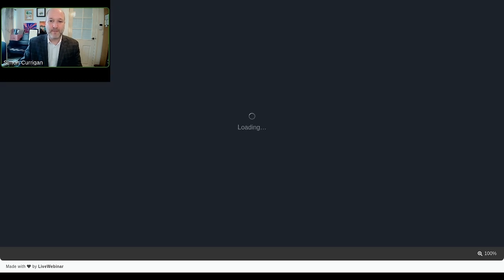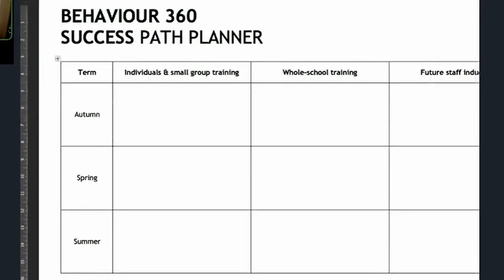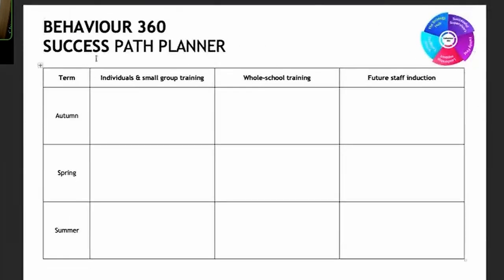So the next thing we're going to fill out, and this is sort of our plan for the year, is the success path planner. We're going to break the training up across the year. We're going to think about, okay, this is the support here. We're going to give our individuals and those working in small groups the units we want them to think about. When am I going to use the whole school training modules to have my strategic push on restorative conversations? And then here, thinking about future staff. So I'm now going to go back to the information from the search bar, or what Behaviour 360 gave me.